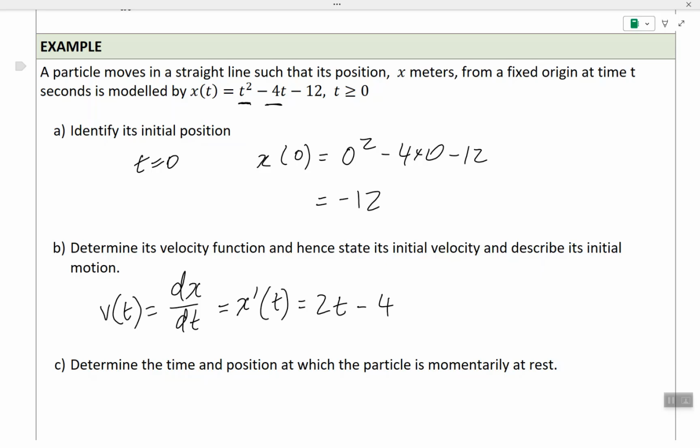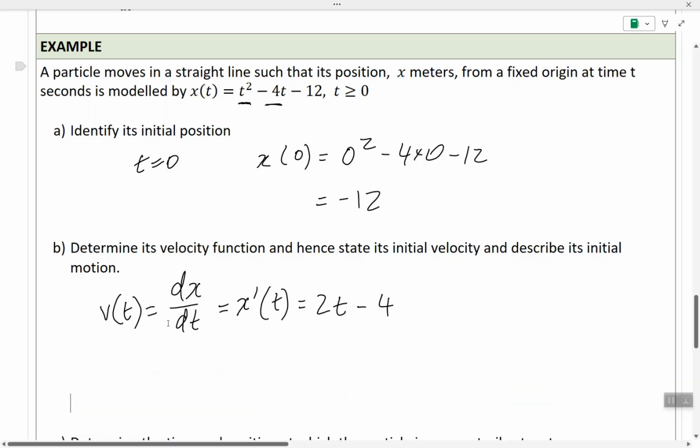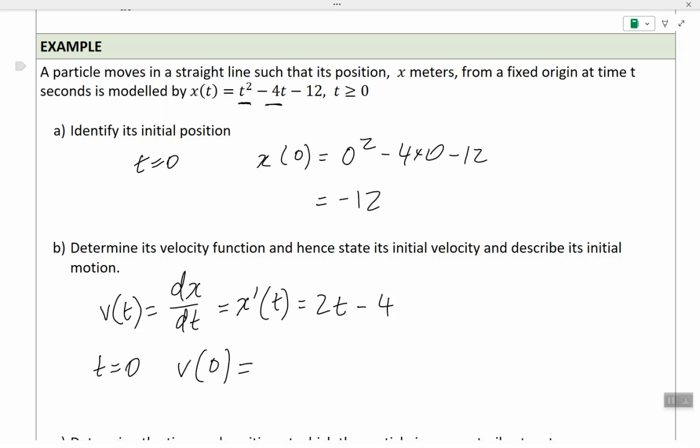Any ideas how we find our initial velocity? The second bit of part B. If you ever see the word initial, it probably means t equals 0. It's a pretty good assumption. T equals 0 in v(t). We're left with what? Negative 4, right? 2 times 0 is 0, take 4. So the initial velocity is negative 4.